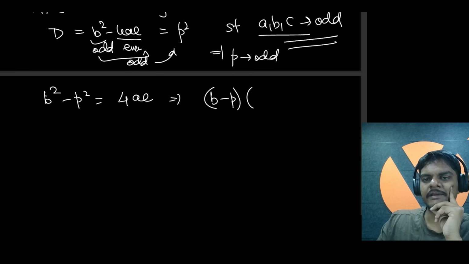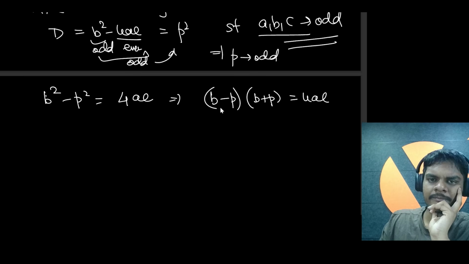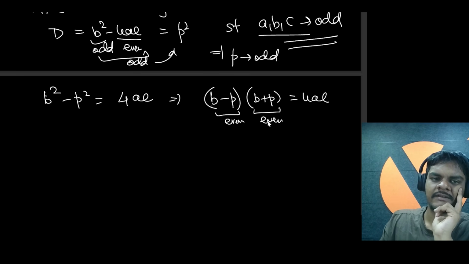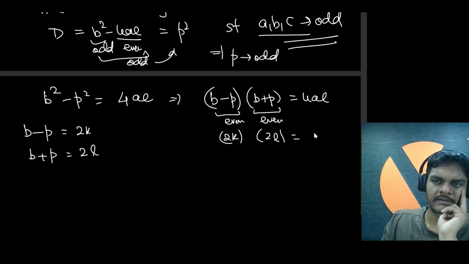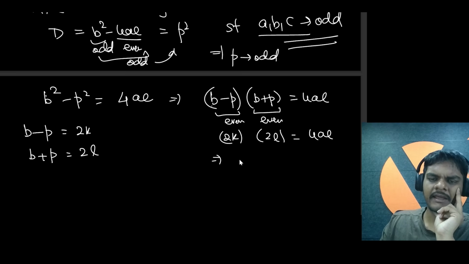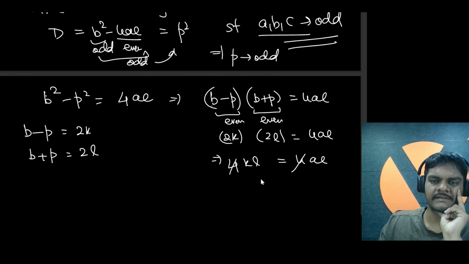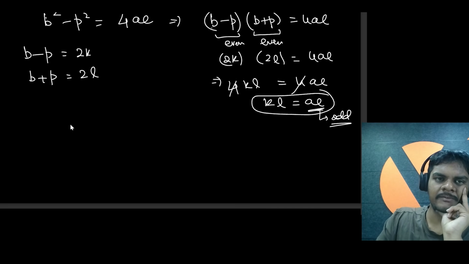Okay. So B minus P into B plus P equal to 4AC, right? Now, because B and P are odd, this is even. Because B and P are odd, this is also even. So I can assume B minus P is equal to some 2K and B plus P is some 2L, right? So this will be 2K into 2L, such that this is 4AC. That will imply 4KL equal to 4AC. So basically 4 cancel. KL equals AC. We have this. And remember, A and C are odd. This is odd. Okay, what can we say about K and L?